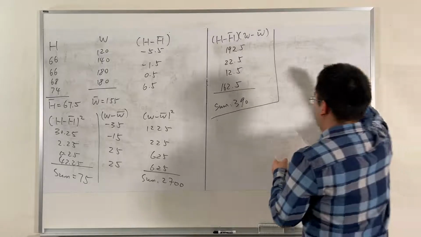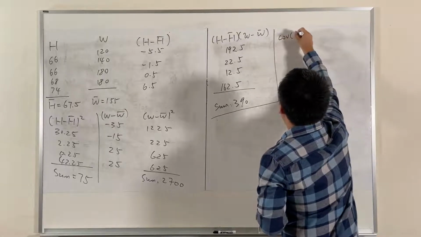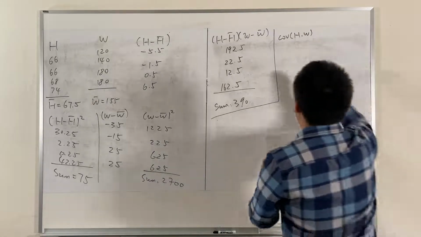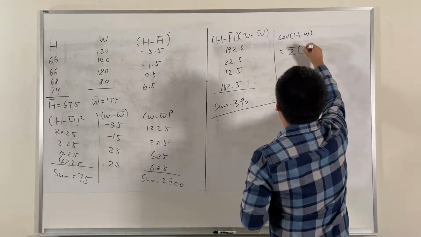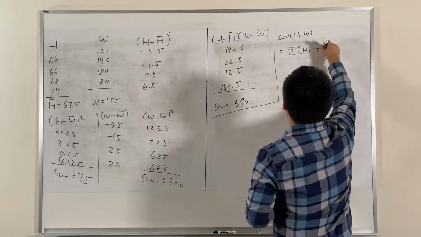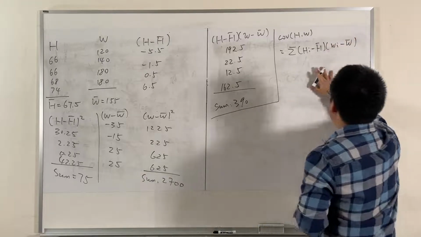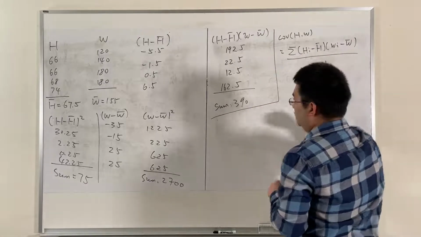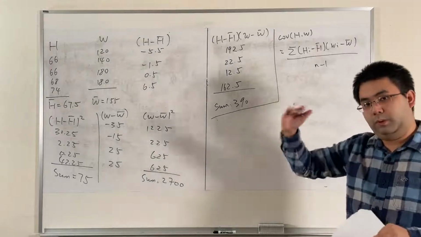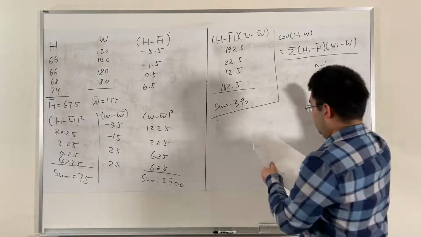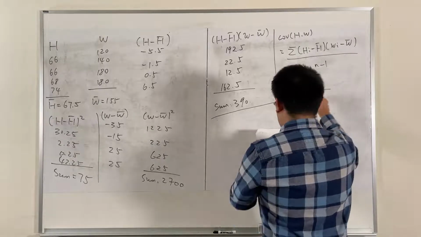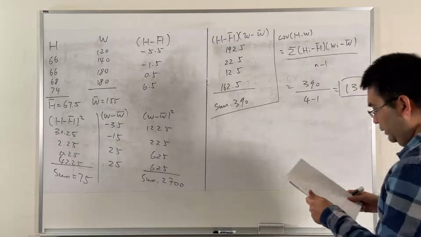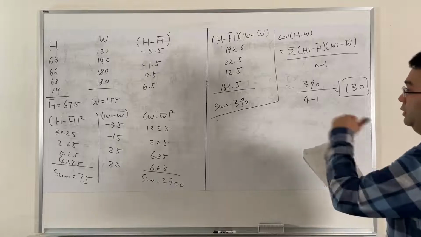The first value we need is the covariance of h and w. So the covariance of h and w equals the summation of (hi minus h bar) times (wi minus w bar), which is this value, 390, divided by n minus 1. So we have n to be 4, right? We have 4 people, so here's 4 minus 1. So here we get 390 divided by 4 minus 1, which equals 130. Okay, so that's the first value.